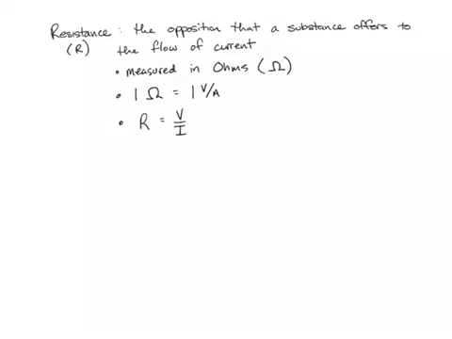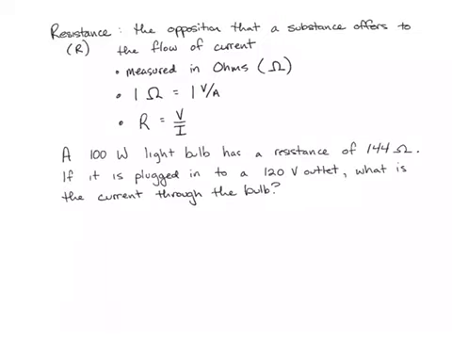Now let's try a problem involving Ohm's law. Alright, so for this problem we're dealing with a 100-watt light bulb. Now 100 watts refers to the power. Of course you guys know watts measure power from previous units. And you'll learn how to calculate electrical power a little later on in this unit. We don't really need that number for this problem though.